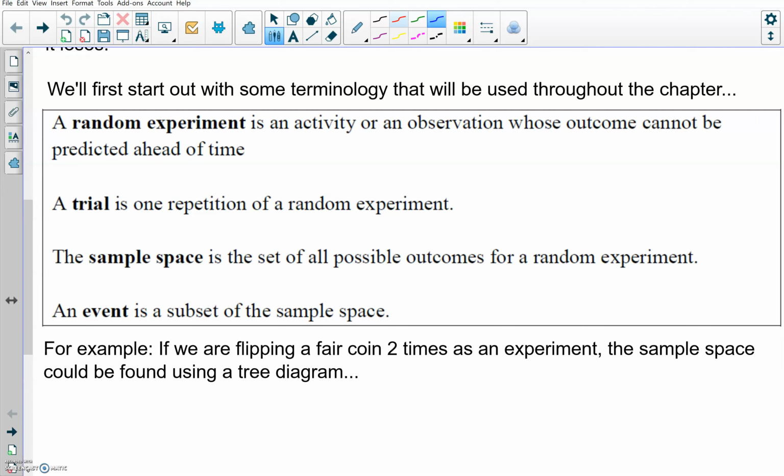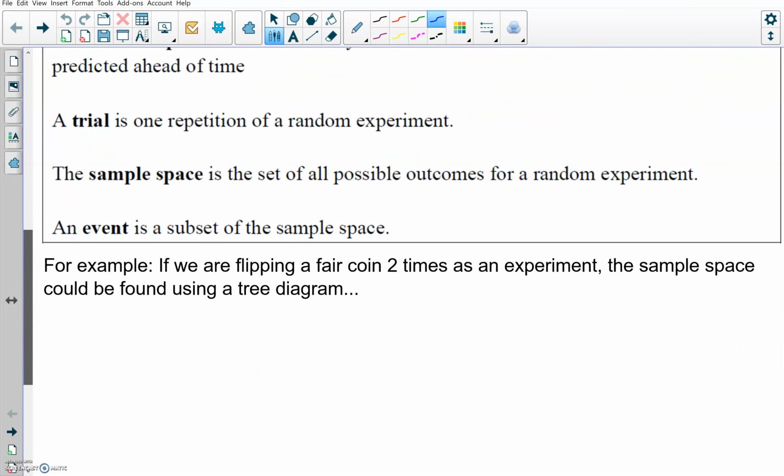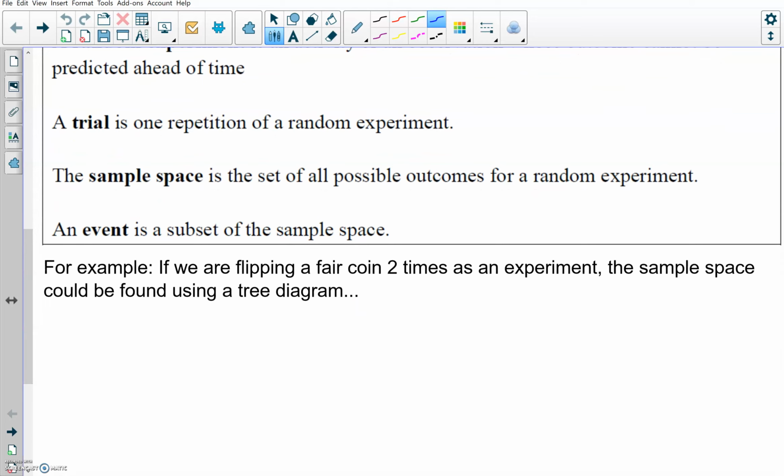But I've never seen anybody in any of my classes be able to flip a coin and land it on its edge and have it stick there. So we're just going to assume heads and tails. And at any rate, it's just a list of all the outcomes for that sample space. And then an event is a subset of the sample space. So an event is just a collection of outcomes.